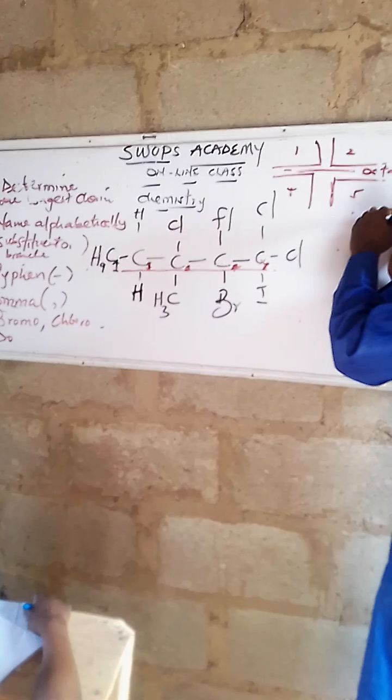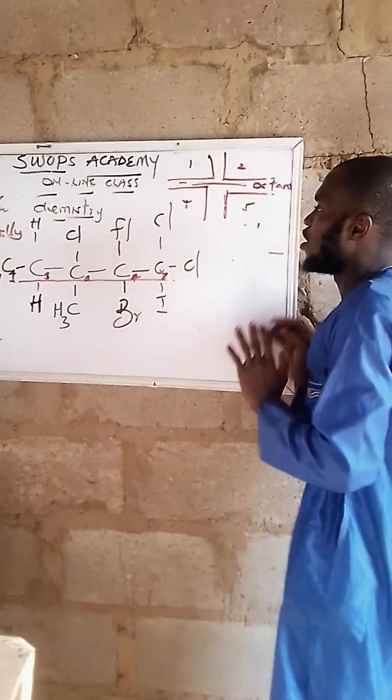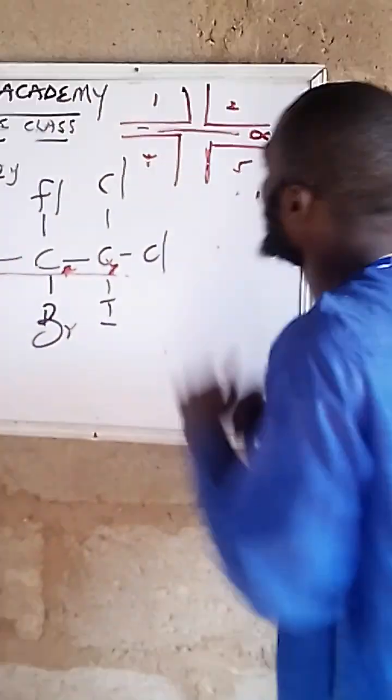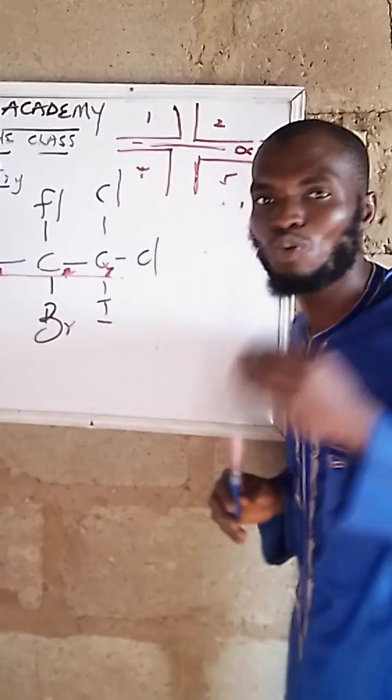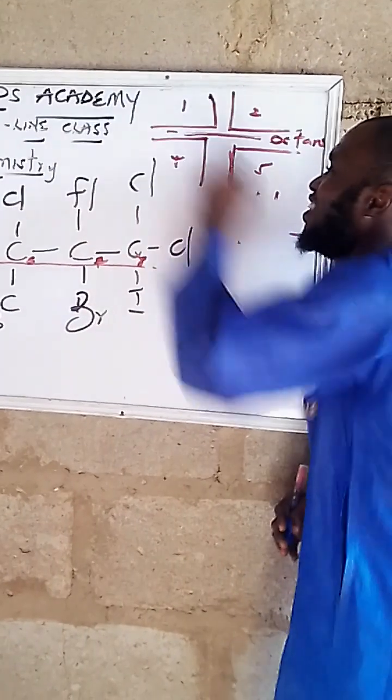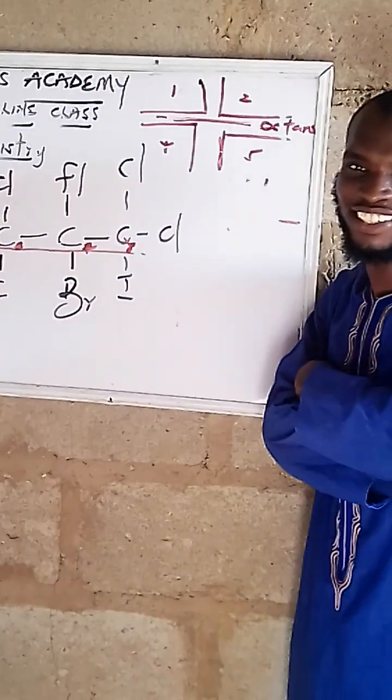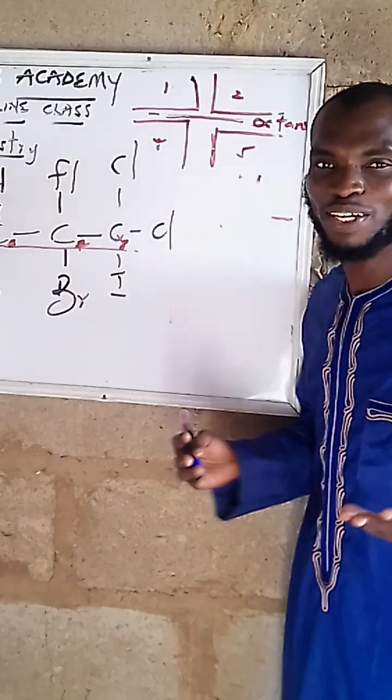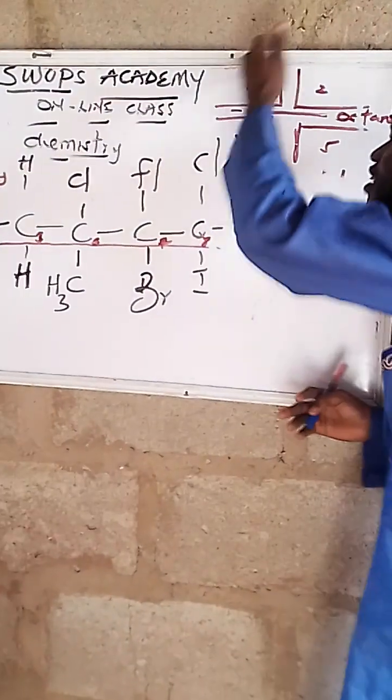Now what follows? We have counted this one to be octane. Now what follows is that we have counted like this. The question comes to those people watching: we said we can only count in 5 ways. Can we count like this? I'm expecting comments on this. Can we count like this?